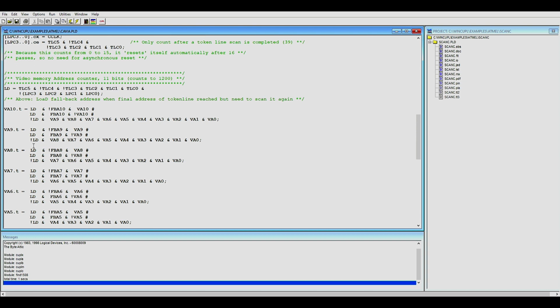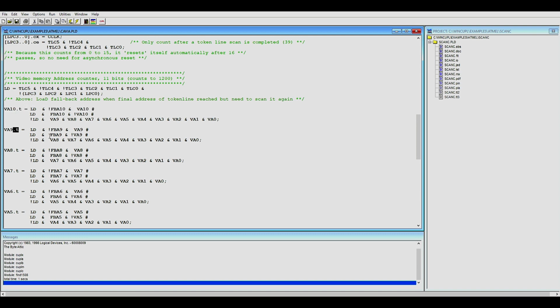Now it gets slightly more complicated. It may look intimidating, but it's not. Bear with me. This is the video memory address. So this will be telling the video memory which drawer we want to open from it. Now, in principle, it's just a counter like you've seen before. There are 11 bits, video address 10, video address 9, video address 8. They are all toggle flip-flops or T flip-flops, as you see here.